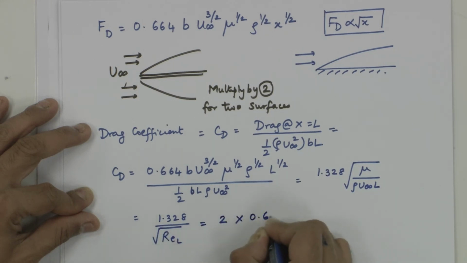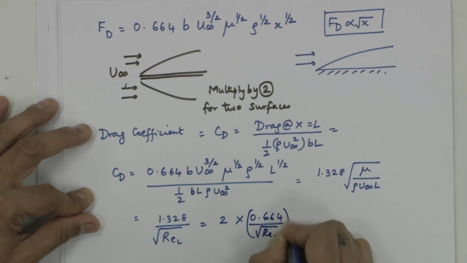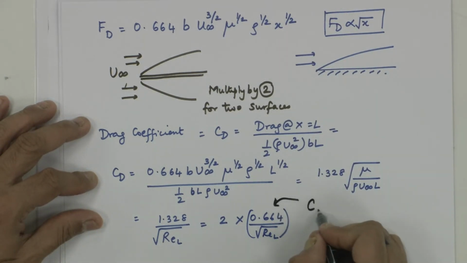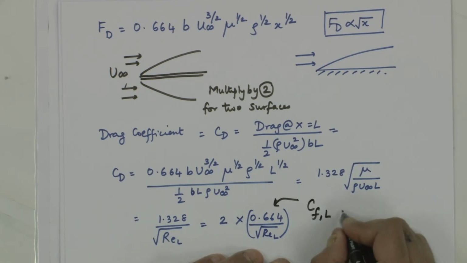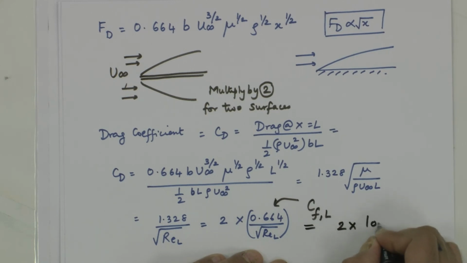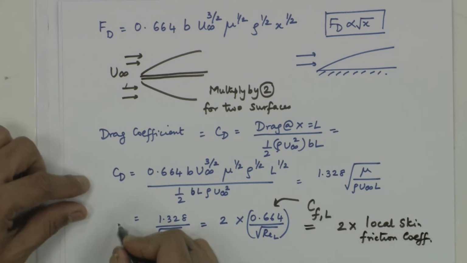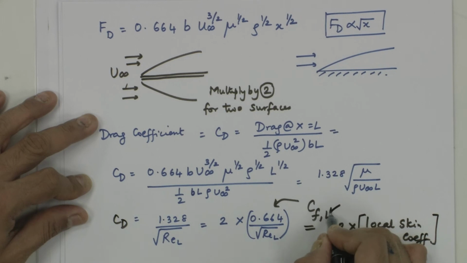or 2 into 0.664 by under root Re_L. What is this quantity? This is nothing but the coefficient of friction at L. So, the drag coefficient is nothing but 2 times the local skin friction coefficient. CD is 2 times the local value, that means at that location.